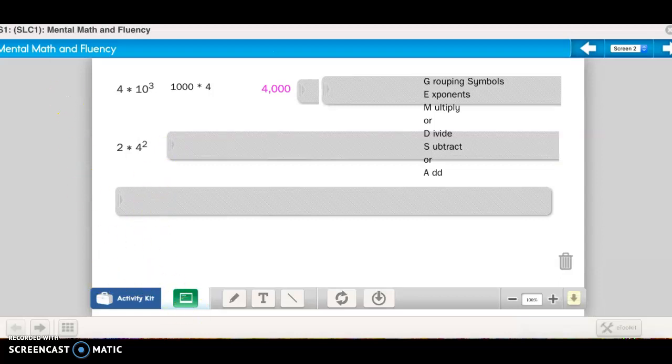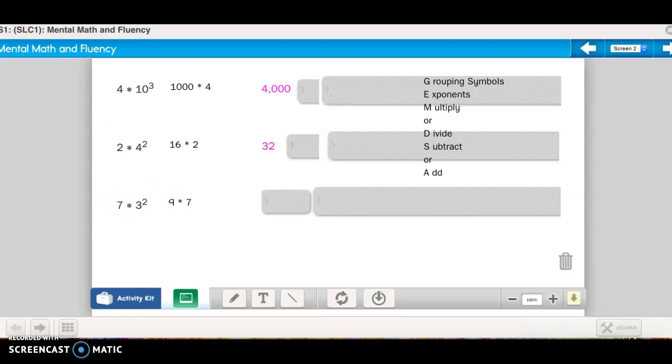Good time to pause the video and come back when you have a response. Welcome back. So 4 squared tells you that you need to multiply 4 by itself twice. 4 times 4 gives you 16, and 16 times 2 gives you 32. The next one I would like you to try is 7 times 3 squared. Go ahead and pause the video.